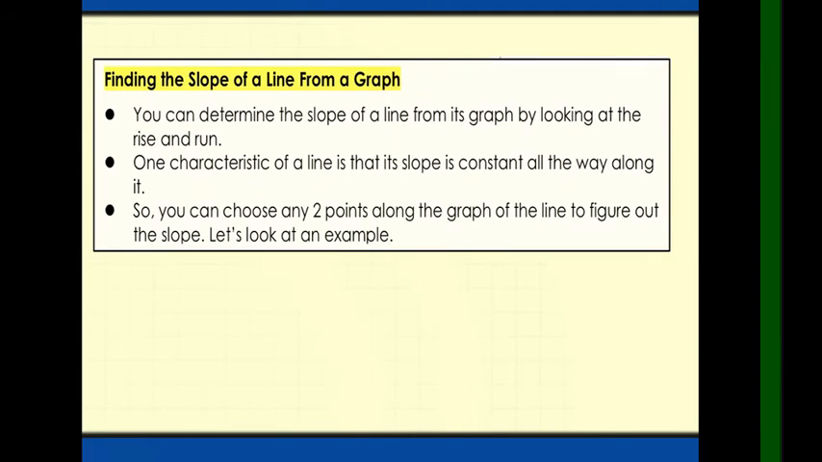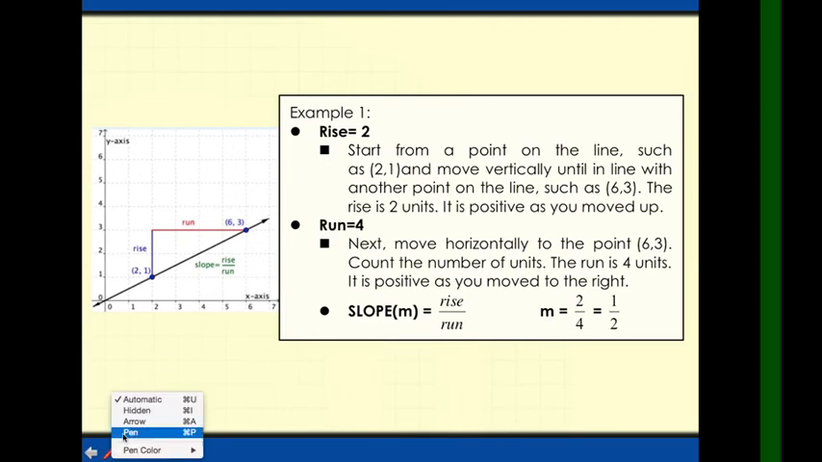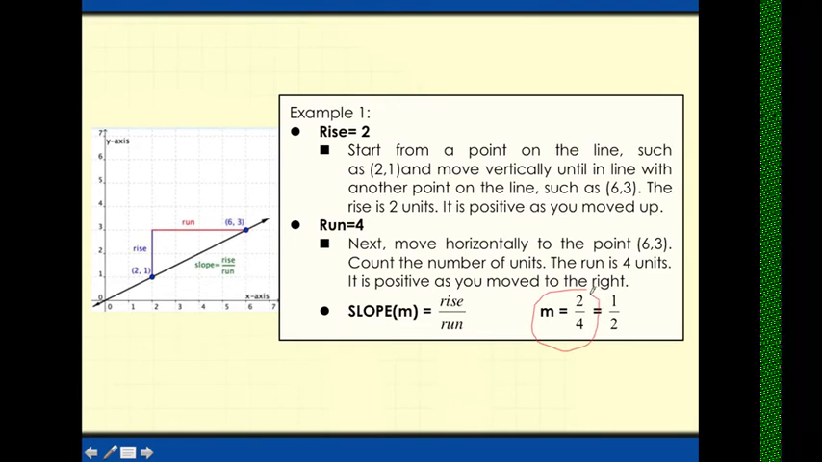So you can determine the slope of a line from its graph by looking at the rise and run. One characteristic of a line is that its slope is constant all the way along it. So you can choose any 2 points along the graph of a line to figure out the slope. Let's look at an example. So dito sa example na to, for instance, we have this slope 2 over 4. The rise is 2. Gaya ng sabi ko, di ba? Yung rise yung nasa taas, lagi. Yung nasa numerator. So, the rise is 2.